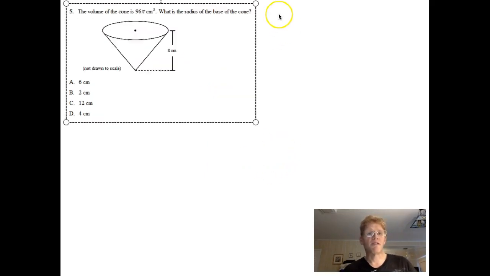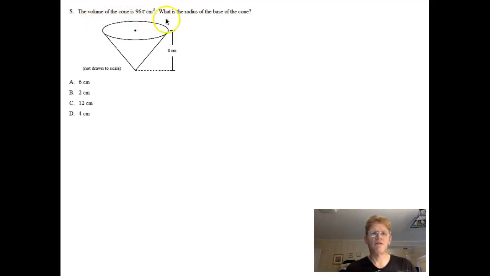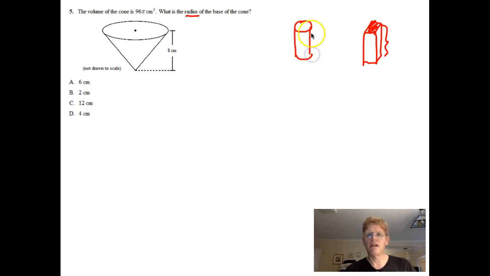In this problem, we have a similar situation, only this time we've got a cone. The volume of the cone is 96 pi centimeters cubed. What is the radius of the base of the cone? For this one, once again, we've got to remember how we find the volume. As we said last time, we find the area of the top and multiply it by the height. To find the volume of a cylinder, we decided to do pi times radius squared times the height.